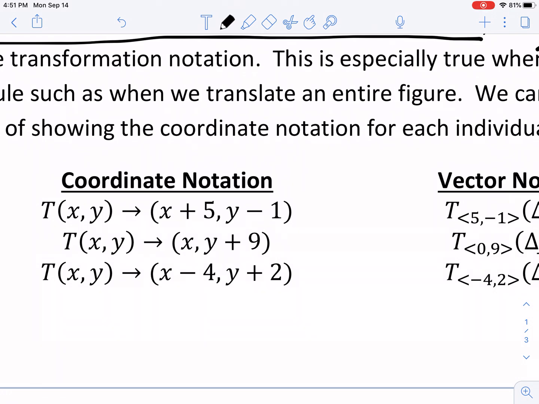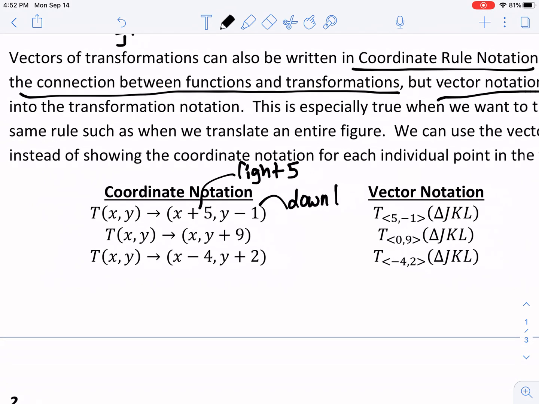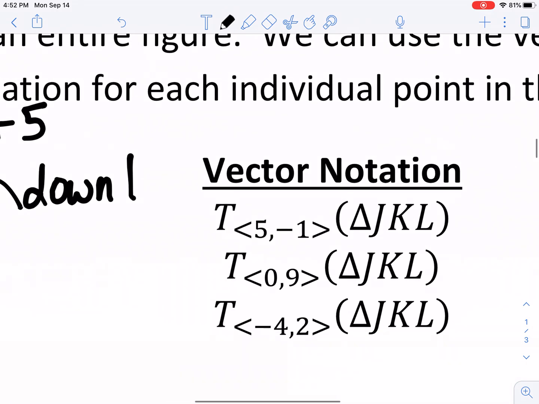With coordinate notation, the way that works is exactly how you would think. Remember, the X tells us we're going left or right, and the Y is telling us we're going up and down, okay? So if I have X plus 5, what do you think that means? Right 5, okay? If I have Y minus 1, what do you think that means? Remember, think up and down. Down 1. So this was right 5, and then down 1.